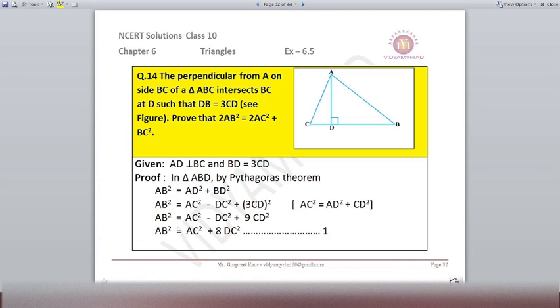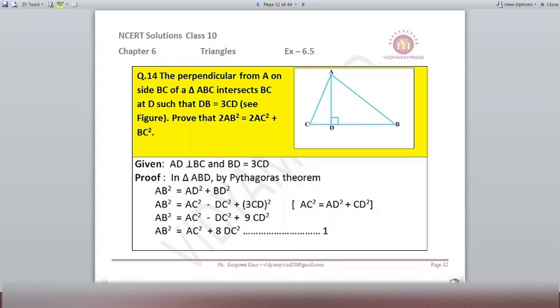Question number 14. The perpendicular from A on side BC of a triangle ABC intersects BC at D such that DB is equal to 3 times CD. Prove that twice of AB square is equal to twice of AC square plus BC square. Now it's given to us AD is perpendicular to BC and BD is equal to 3 times CD. Now let us take the triangle ABD for this. In this case, we got AB square is equal to AD square plus BD square.